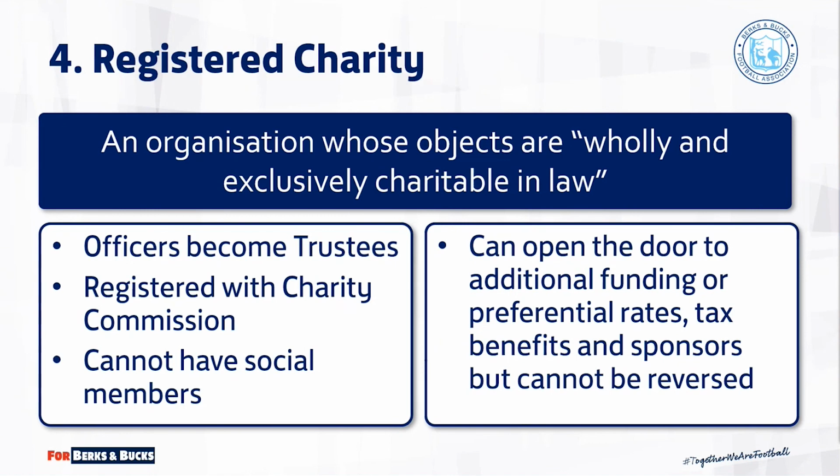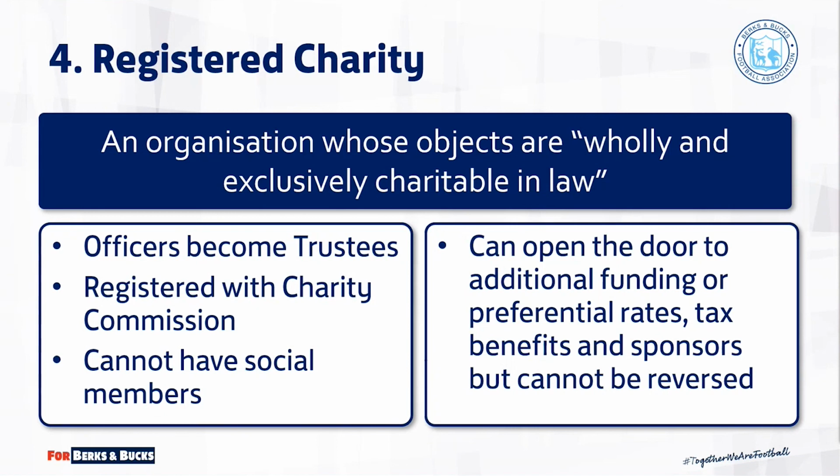Finally, just looking at organisations that may become registered charities. Now, the threshold to do this is that you must be an organisation whose objects, so your purpose, is wholly and exclusively charitable in law. From a constitutional or governance point of view, your officers, so the management committee, now become trustees rather than management committee officers or directors. You must register with the Charities Commission rather than Companies House or having zero registration at all. And you cannot have social members. So that means that you must have registered members rather than casual members. Again, it can open the door to additional funding or preferential rates, tax benefits, which may also attract some sponsors.